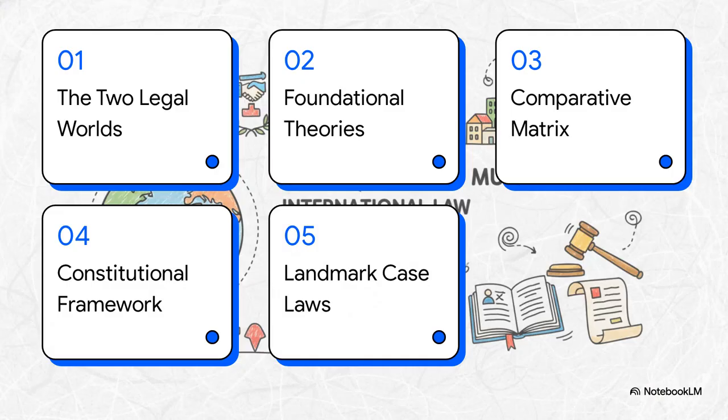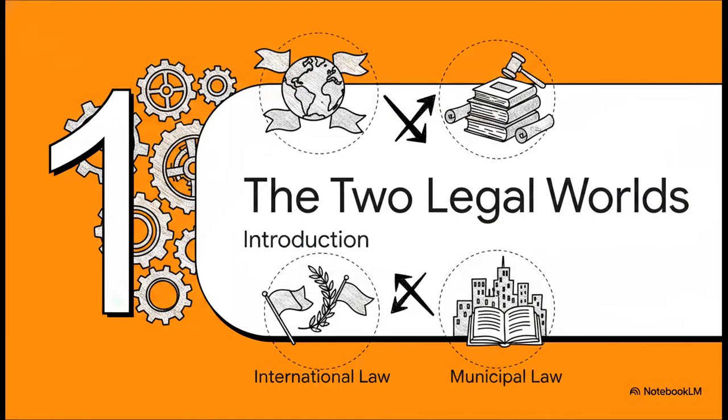Okay, here's your roadmap for This Explainer, structured exactly like a top-tier exam essay. We'll cover 1. The two legal worlds, 2. Foundational theories, 3. The comparative matrix, 4. India's constitutional framework, and 5. Landmark case laws.